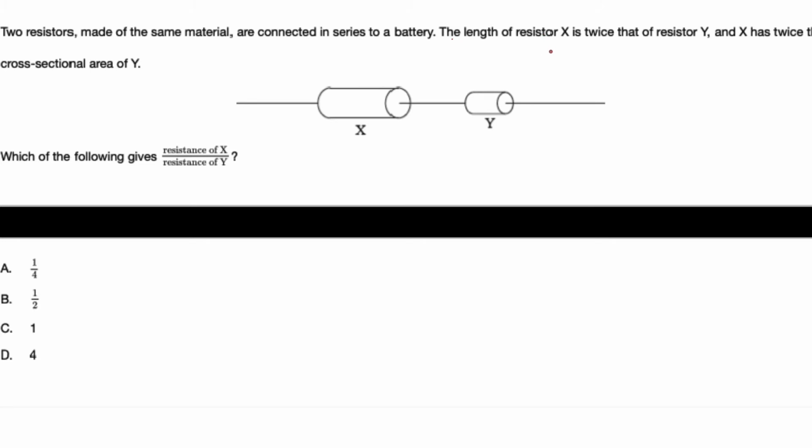So if the length of resistor X is 2L, then Y will be L. X has twice the cross-sectional area of Y, so Y is gonna have an area of A, and X is gonna have an area of 2A. So now we can calculate the ratio of them.